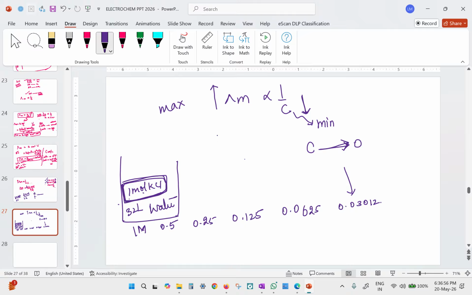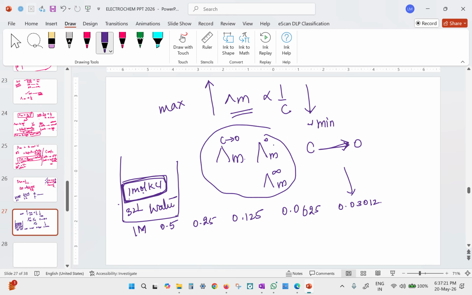When it is infinitely diluted, when the concentration has been infinitely decreased, the lambda m value will be at its maximum. That value of the molar conductivity, when the concentration approaches zero, can be represented as lambda m naught, or also with an infinity symbol on it. All three are the same. This value is its maximum possible value, and that value is called limiting molar conductivity.